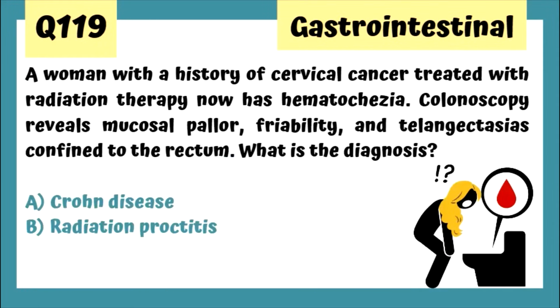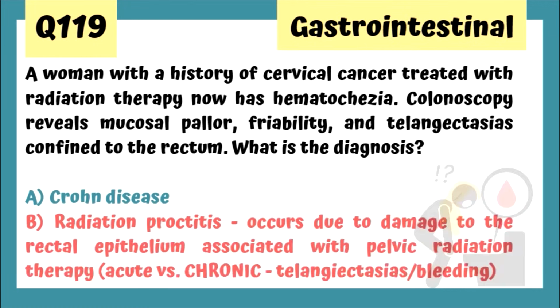Question 119. A woman with a history of cervical cancer treated with radiation therapy now has hematochezia. So she had radiation, and now she has hematochezia. Colonoscopy reveals mucosal pallor, friability, and telangiectasias confined to the rectum. What is the diagnosis? That's radiation proctitis, and there's actually acute and chronic form. In the chronic one, we see the telangiectasias and the bleeding. This all occurs due to damage to the rectal epithelium associated with the radiation.